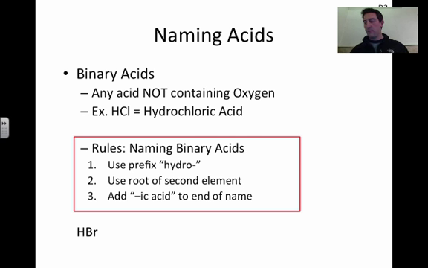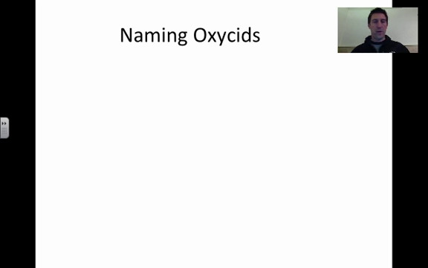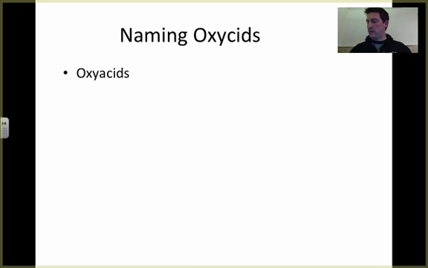Let's do an example. If we have HBr following these rules, we know that we need to have hydro at the front, so this is going to be hydro something. Br is bromine. We change bromine to ic, and we add acid. We end up with hydrobromic acid. Now, what happens if we see a hydrogen at the front, and then we also see an oxygen in there? So now we're dealing with oxyacids. And I apologize, this should say oxyacids.